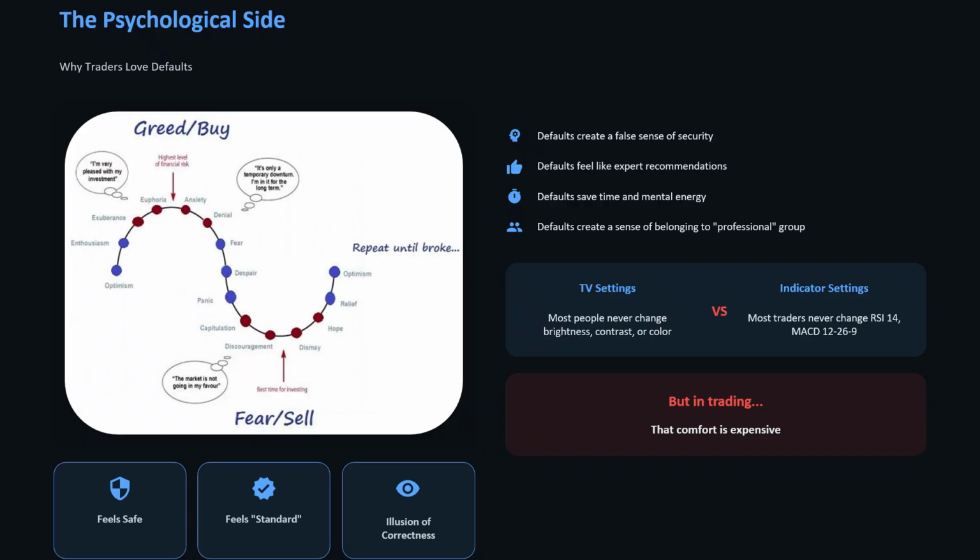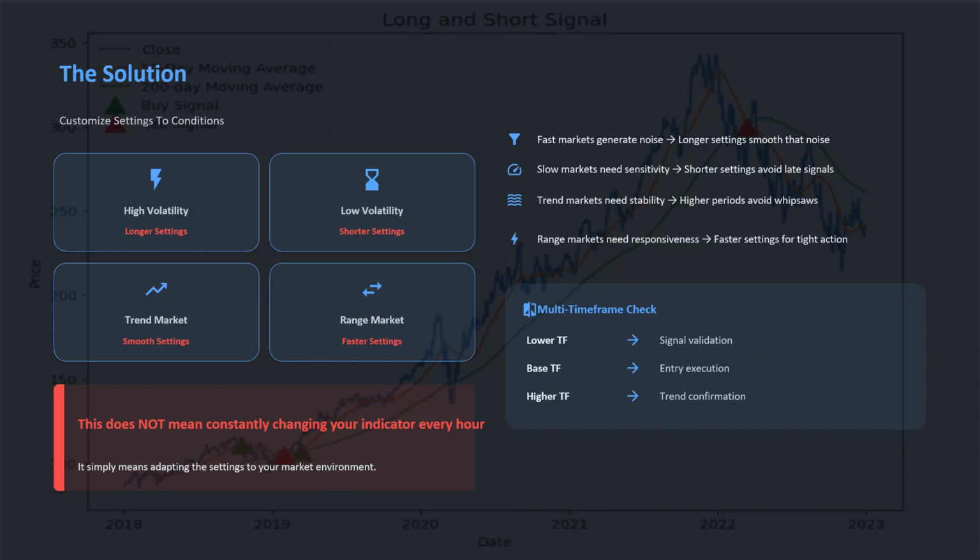Here's the interesting part. Why do traders stick to default settings? Because defaults feel safe. They feel standard. They give the illusion of correctness. It's the same reason people don't change TV picture settings, phone brightness defaults, or factory audio presets. Human psychology prefers familiarity over optimization. But in trading, that comfort is expensive. And no, this does not mean constantly changing your indicator every hour. It simply means adapting the settings to your market environment.